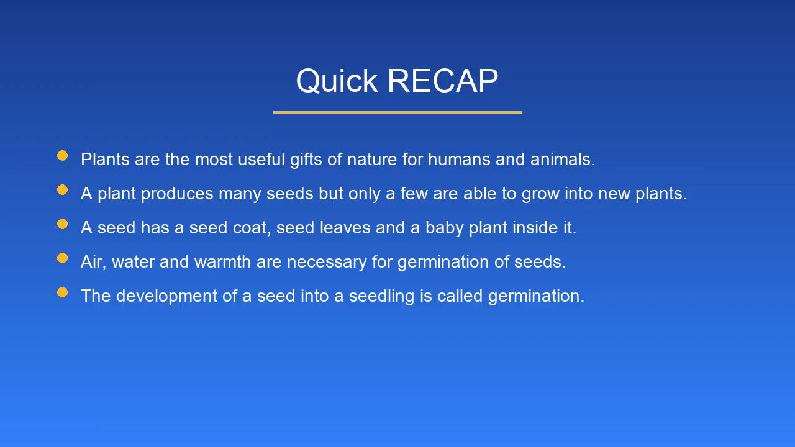Quick recap. Plants are the most useful gifts of nature for humans and animals. A plant produces many seeds but only a few are able to grow into new plants. A seed has a seed coat, seed leaves and a baby plant inside it. Air, water and warmth are necessary for germination of seeds. The development of a seed into a seedling is called germination.